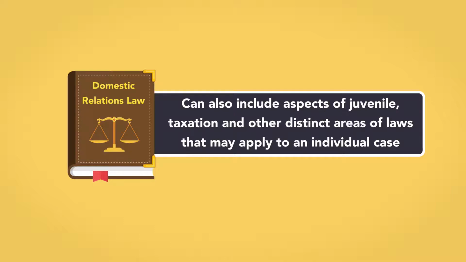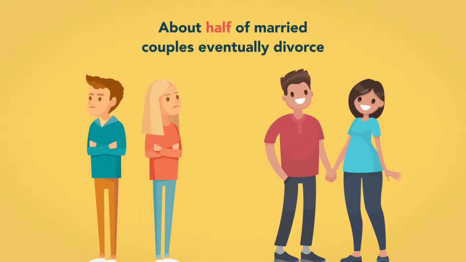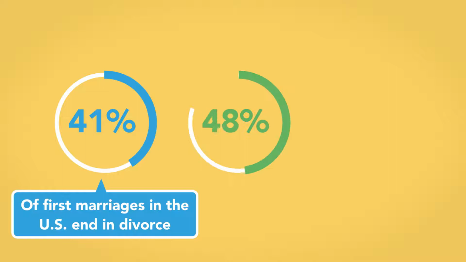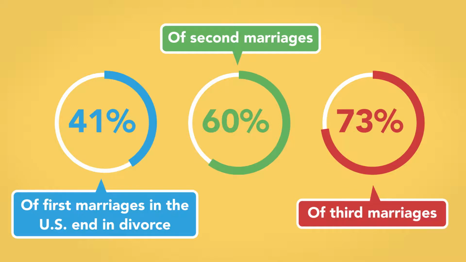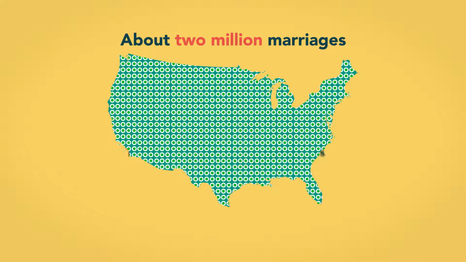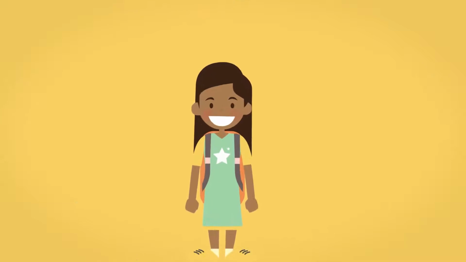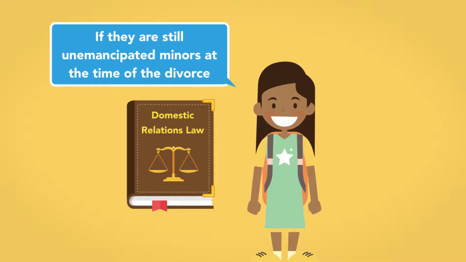Despite their best intentions when they get married, about half of married couples eventually divorce. To break it down a little more, 41% of first marriages in the U.S. end in divorce, while 60% of second marriages and 73% of third marriages end the same way. In any given year in the U.S., there are about 2 million marriages, and therefore nearly 1 million divorces. Many of these marriages produce children, obviously. These children are subject to domestic relations laws if they are still unemancipated minors at the time of the divorce.